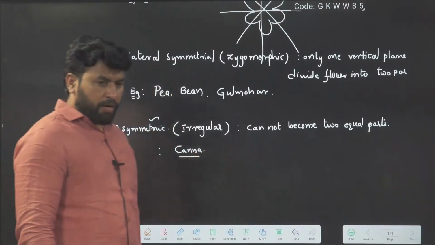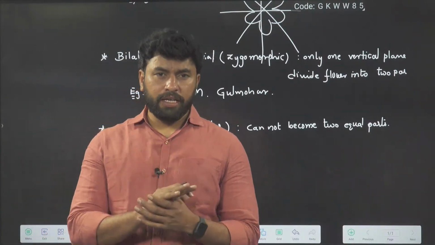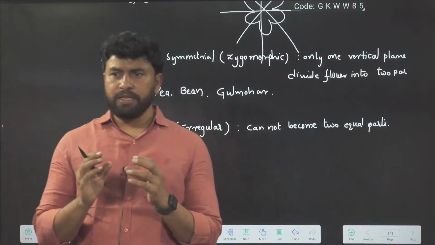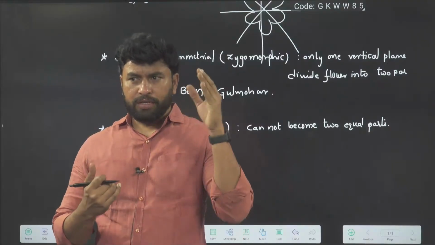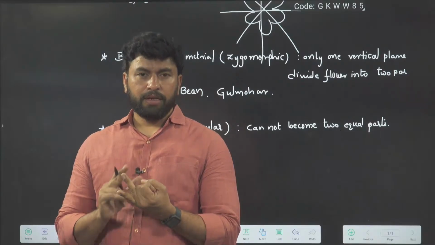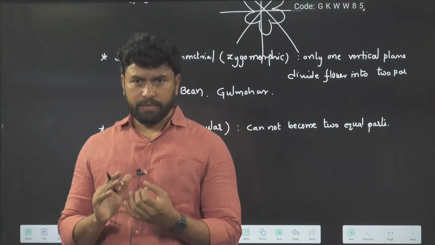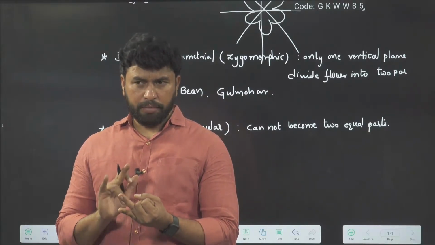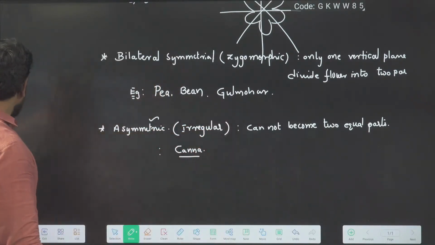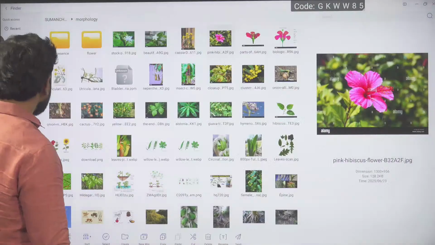Zygomorphic, actinomorphic, irregular. Bilateral symmetry, radial symmetry, and asymmetry. Getting the statement? But these words they have mixed up in our NCERT book. The sequence should go like this. If I say flower is actinomorphic, zygomorphic, irregular. Next one, symmetry: radial symmetry, bilateral symmetry, asymmetry. Get the statement? Then let me show you some of the images that I have collected.